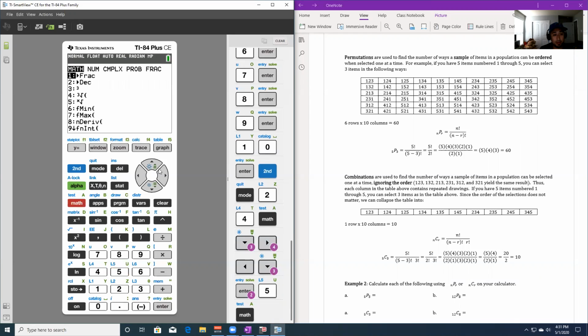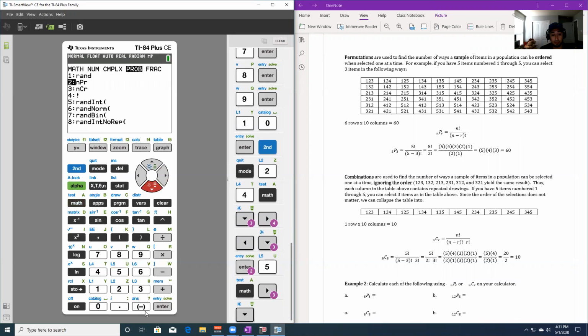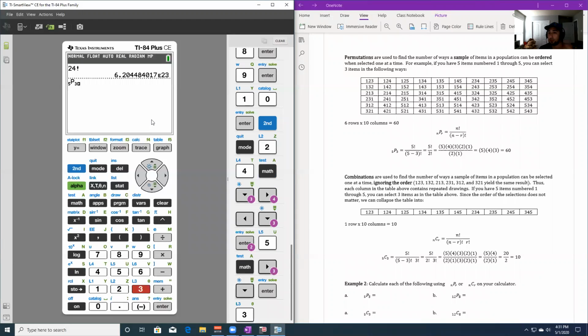So we'll go math, we'll go probability, and we're going to hit nPr. So 5 pick or permutate 3. So 5 items, and we want to pick 3 items in order, which gives us 60, which we have down below. So this is if order matters. So permutations all rely on order, okay? They rely on order.